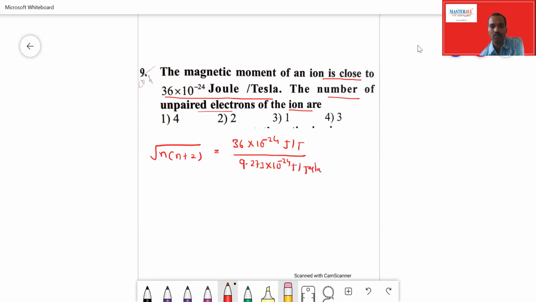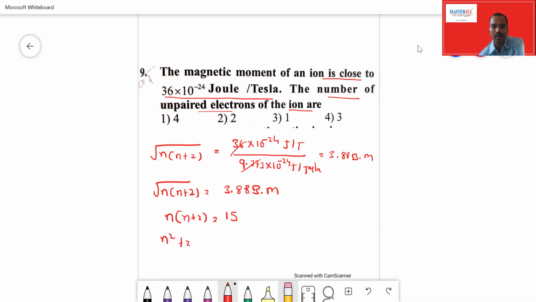So 9.273 and 36, how much will it go? It is definitely 3.88 Bohr magnetons. So root over n into n plus 2 is equal to 3.88 Bohr magnetons, which means n into n plus 2 is equal to, we can write this as 15. Squaring on both sides, we get n square plus 2n minus 15 equals 0. So finally the n value will be 3. That means the number of unpaired electrons will be 3 here.